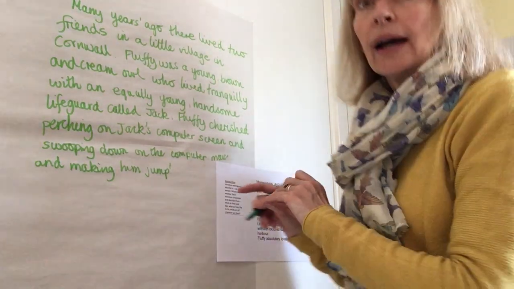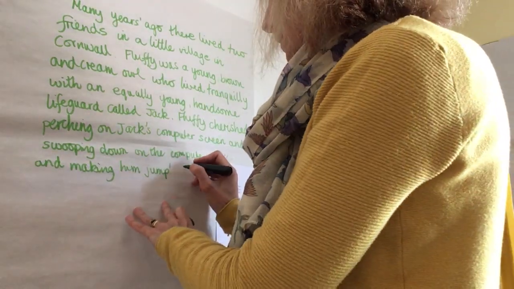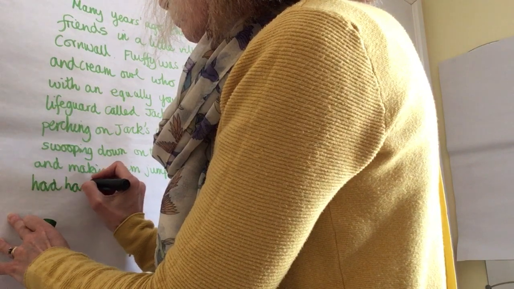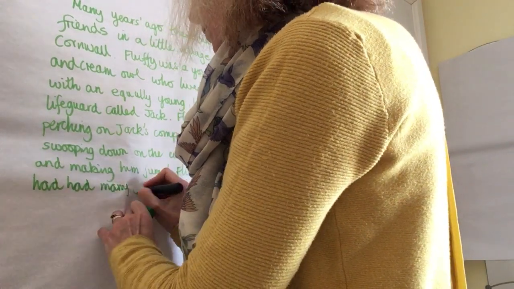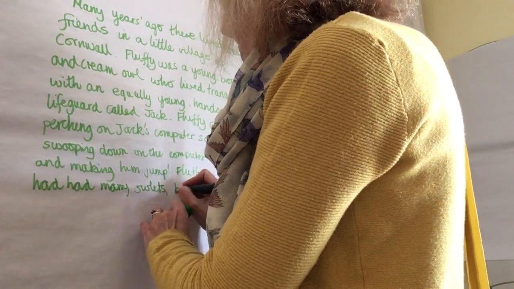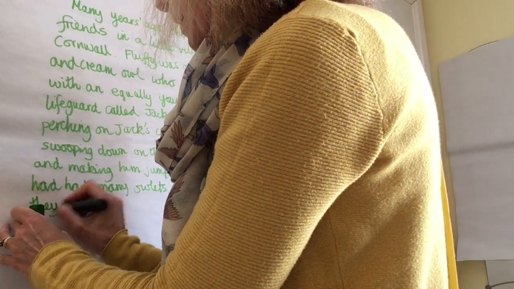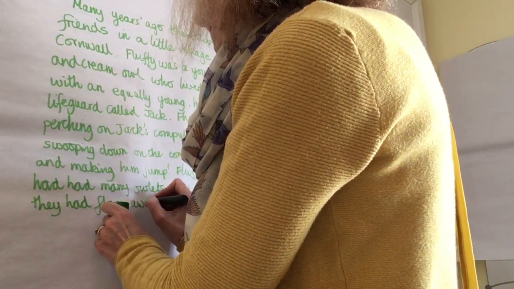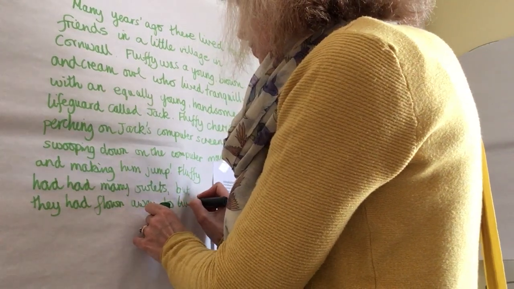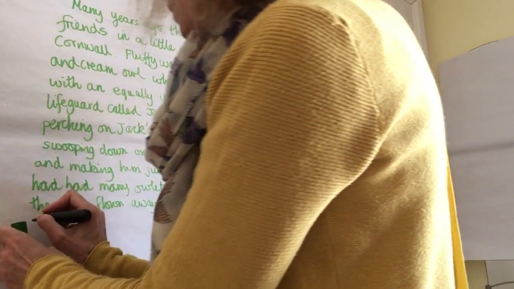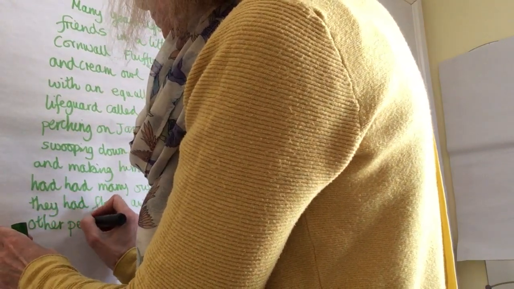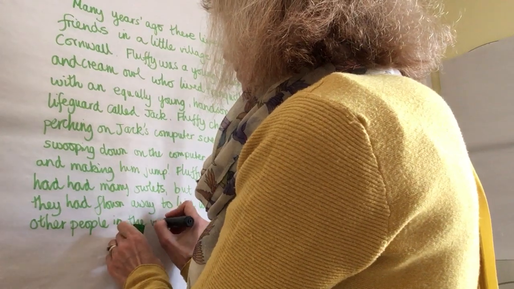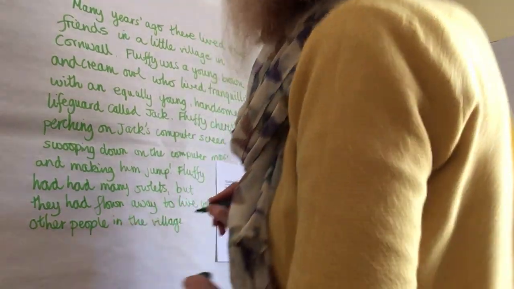Okay, so I've talked about Fluffy, I've talked about Jack, I've talked about what Fluffy loves doing. I need to now talk about her owlets. So I'm going to write that down. Fluffy had many owlets, but they had flown away to live with other people in the village. Because we're going to find out about two of those in the next bit, aren't we? In the village. Good. Okay, so we've done that bit.